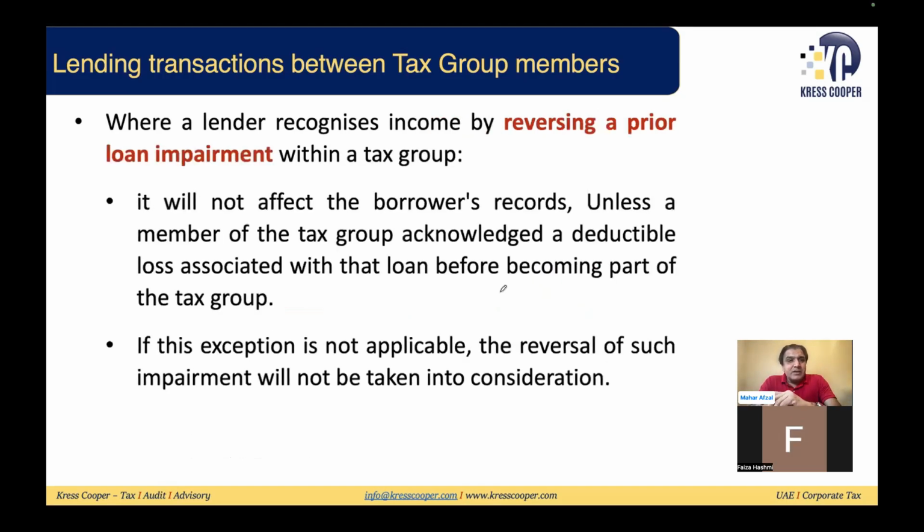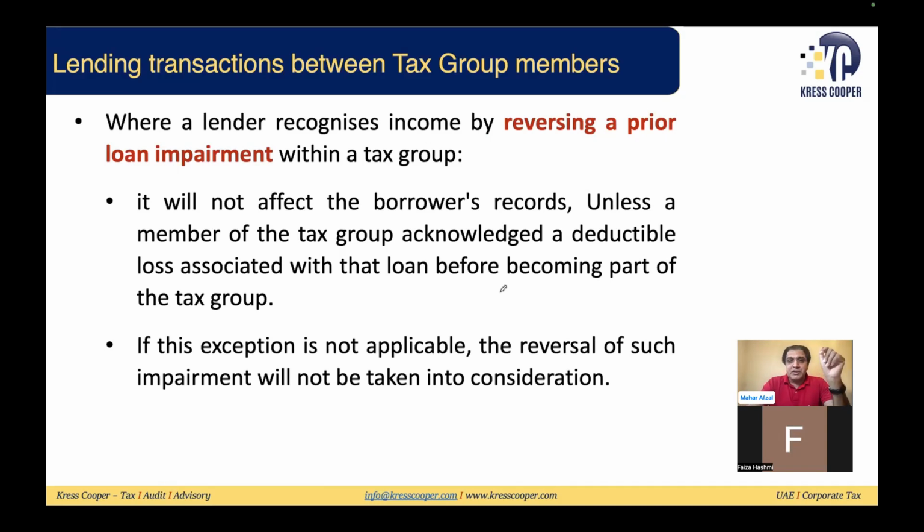The last case is reversing a prior loan impairment of the loan. So the third one: the loan has been given from the lender A to the borrower B. Once A impaired the loan, no adjustment was required because the corresponding impact was not there. Now A is reversing the impairment. Again, there will not be any corresponding impact on B, so no adjustment will be required. So it will not be recorded by the borrower unless the member of the tax group acknowledged deductible tax losses.